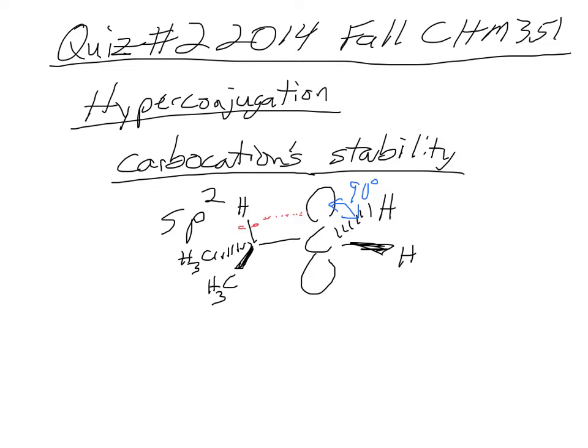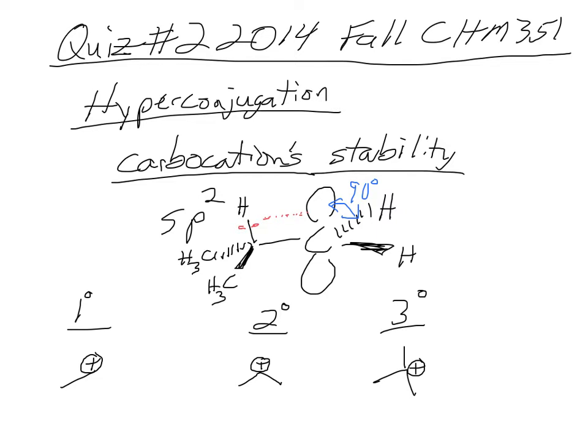And that gets us to our terms primary, secondary, and tertiary when we talk about carbocations. A primary carbocation is a carbocation that's bound to one other carbon. A secondary carbocation is a carbon that has a positive charge and is bonded to 2 other carbons. And a tertiary carbocation is a carbocation bonded to 3 other carbons.